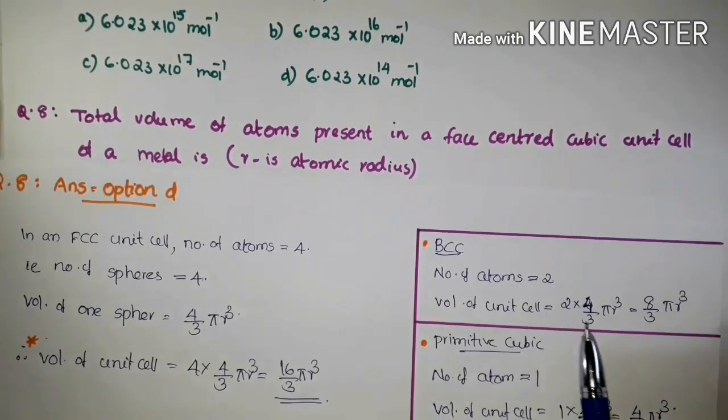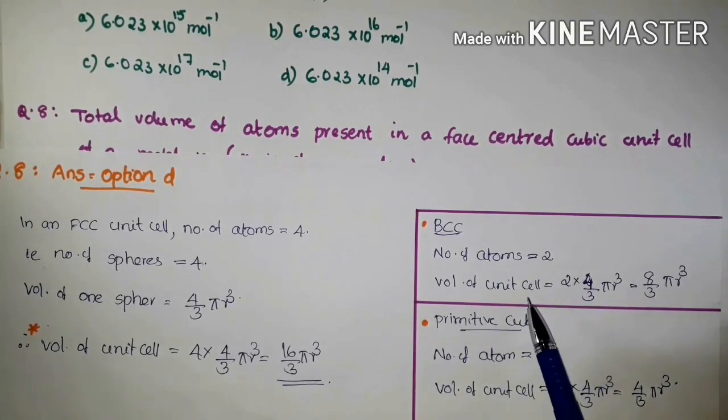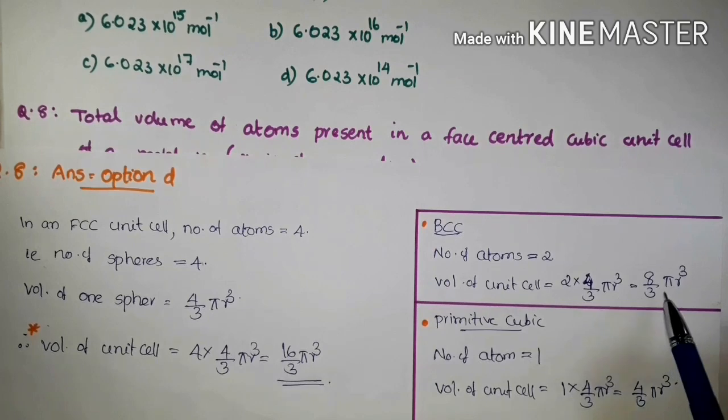If the crystal is BCC, the number of atoms is 2. Therefore, the volume of the unit cell is 2 into 4 by 3 pi r cube, that is 8 by 3 pi r cube. If it is a primitive cubic unit cell, the number of atoms is 1. Volume of the unit cell is 1 into 4 by 3 pi r cube, that is the same 4 by 3 pi r cube.